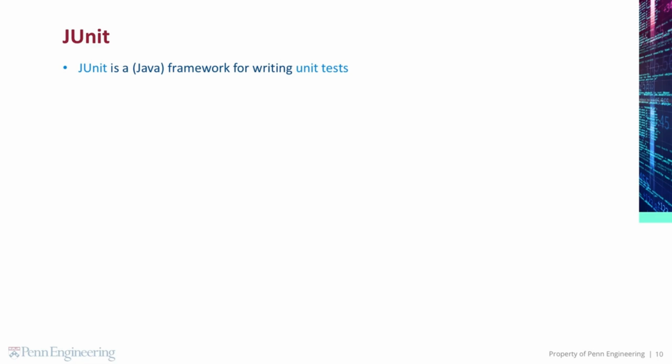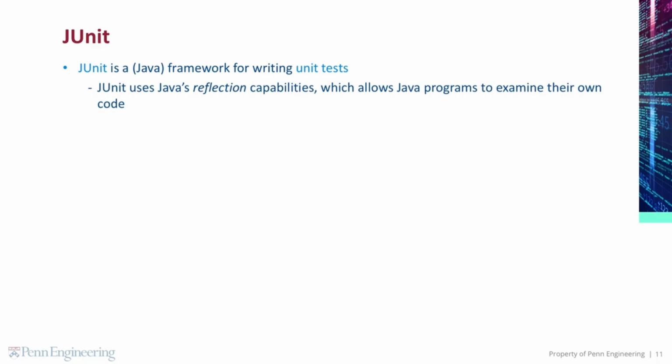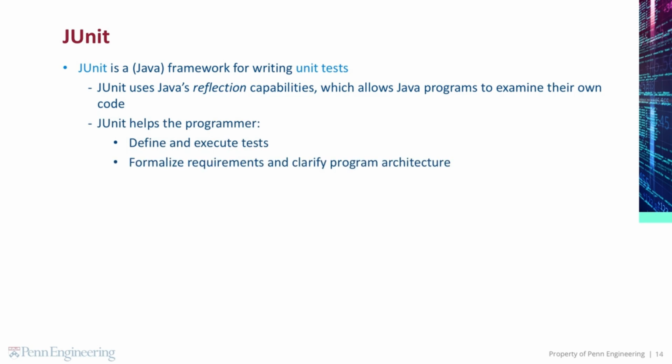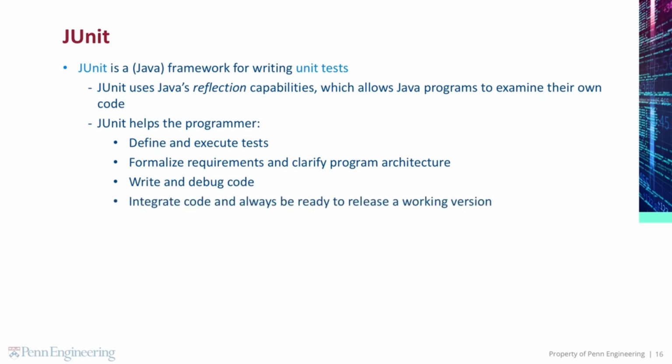JUnit is a Java framework for writing unit tests. JUnit uses Java's reflection capabilities, which allows Java programs to examine their own code. JUnit helps the programmer define and execute tests, formalize requirements and clarify program architecture, write and debug code, and integrate code, and to always be ready to release a working version.